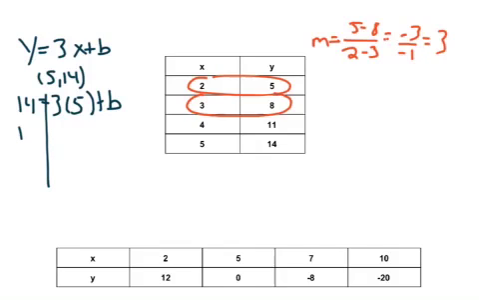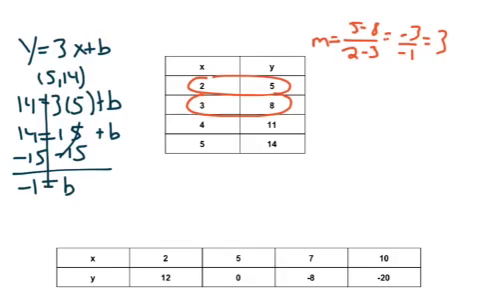Let's multiply and solve to give us 14 equals 3 times 5 is 15 plus b. Subtract 15 from both sides. And I would have negative 1 is my y-intercept. So my equation would be y equals 3x minus 1.